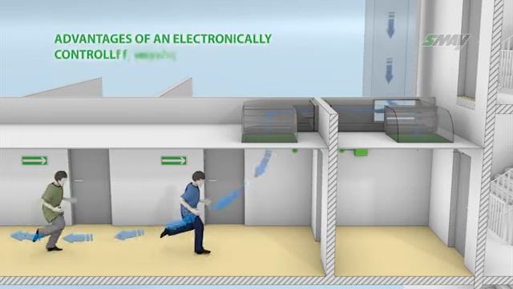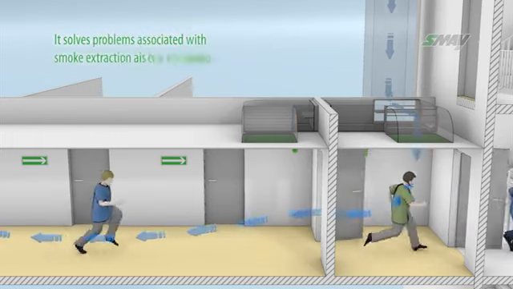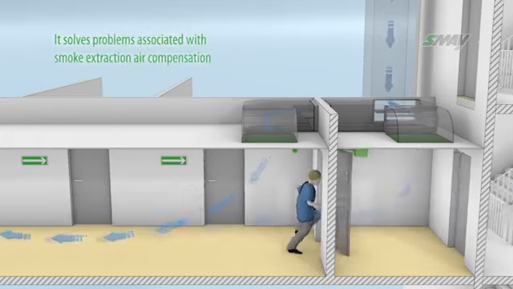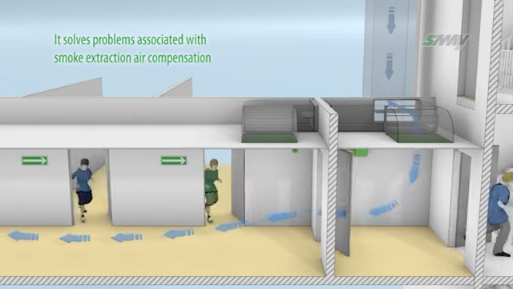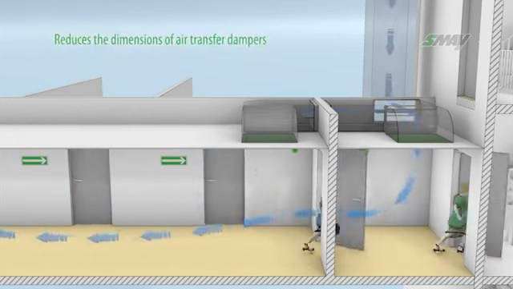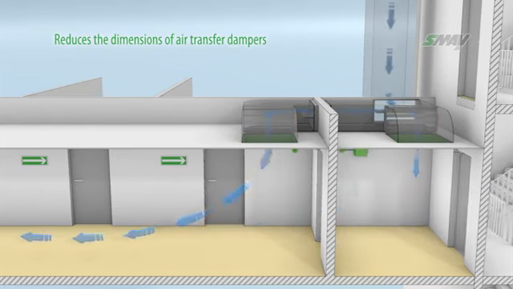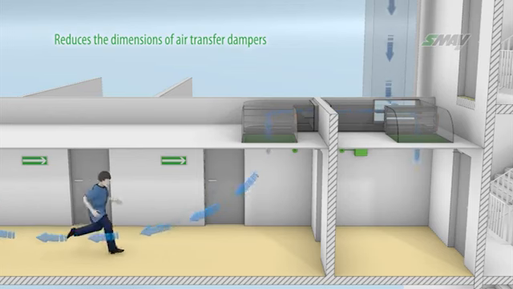Advantages of an electronically controlled system. It solves problems associated with smoke extraction air compensation if using constant capacity smoke extraction fans in the corridor, and reduces the dimensions of air transfer dampers. In practice, due to the limited size of firefighting lobbies, it is often impossible to install properly sized air transfer dampers.